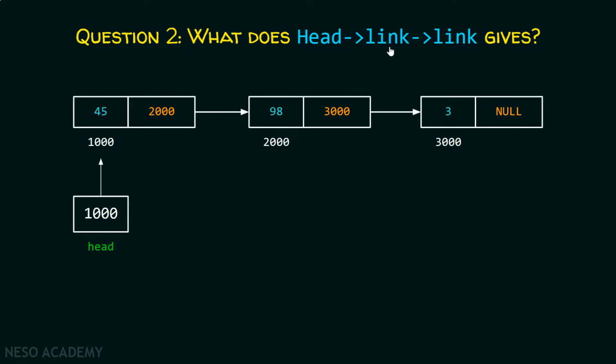1000 arrow operator link means we are trying to get to that address 1000 and we are accessing the link part of the node within that address. This is the meaning of head arrow operator link. So head arrow operator link gives the address 2000.